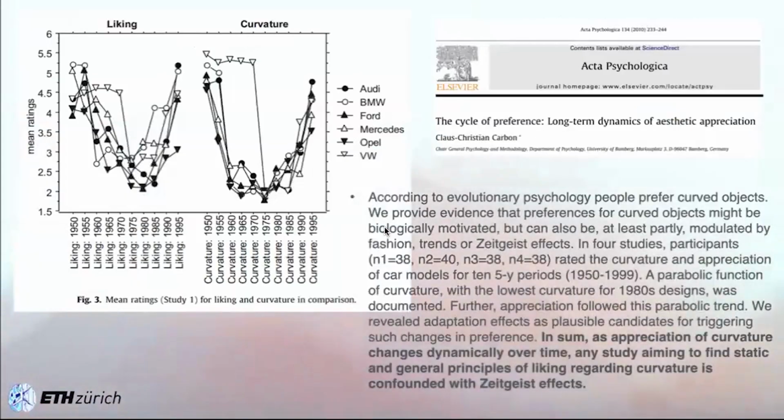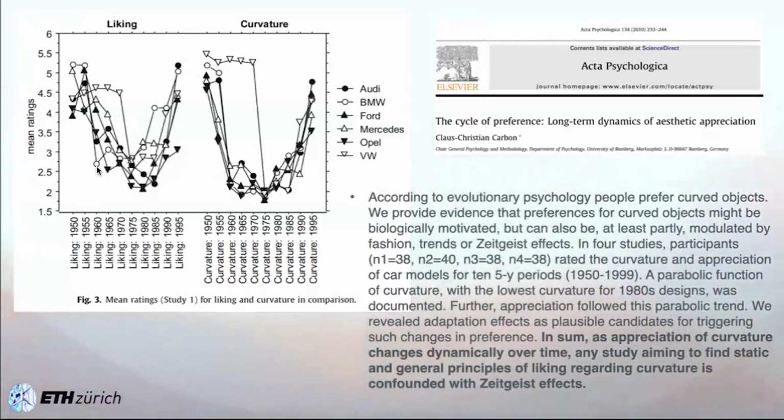This one plot here is super interesting, in terms of spiky or more angular designs versus more curved designs. This is a really cool study. I won't get into the details of what they did methodologically, but you can see very clearly there are two panels to this plot. One is liking ratings and one is how curved these objects are. And the objects in this study are cars. They're looking at car designs from 1950 to 1955, across Audi, BMW, Ford, Mercedes, Opel, and Volkswagen.